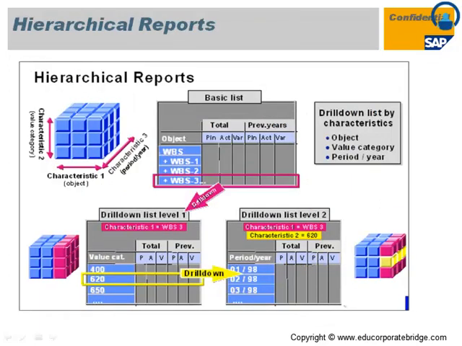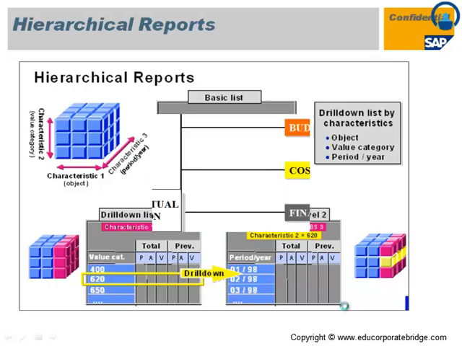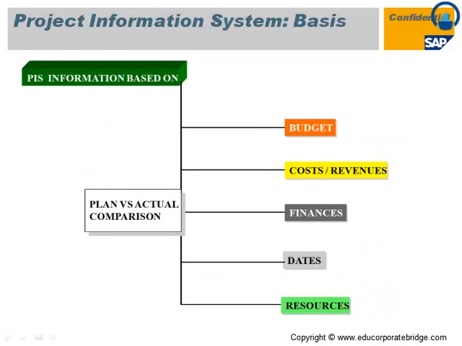So these are the hierarchical reports where you can drill down your list of levels. Okay, so you can see the hierarchical reports in the case of projects. The project information system gives you the budget base, cost base, finance base, date base, or resources base, and later on you can find out the plan versus actual. What is my plan and what is my actual, you can compare with each other.